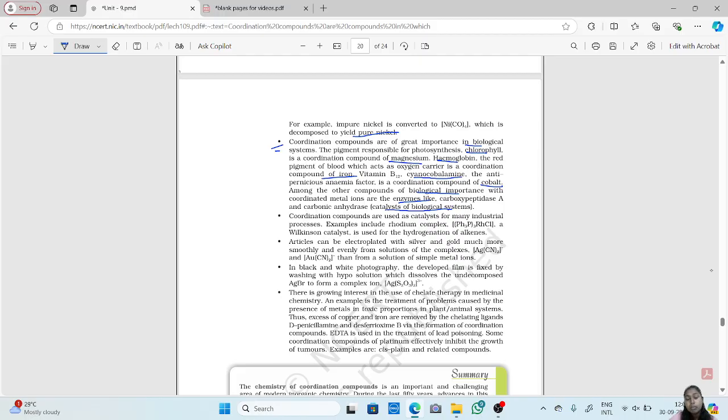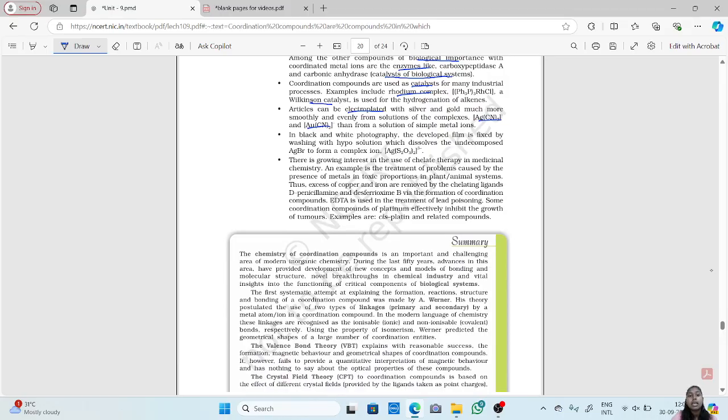Now coordination compounds are used as catalysts for many industrial processes. Examples include the rhodium complex Wilkinson catalyst, which is used for the hydrogenation of alkenes. Now, articles can be electroplated with silver and gold much more smoothly and evenly from solutions of complexes like Ag(CN)2 and Au(CN)2 than from the solutions of simple metal ions. So you can use them for electroplating.